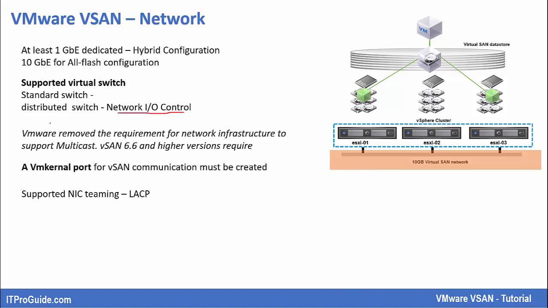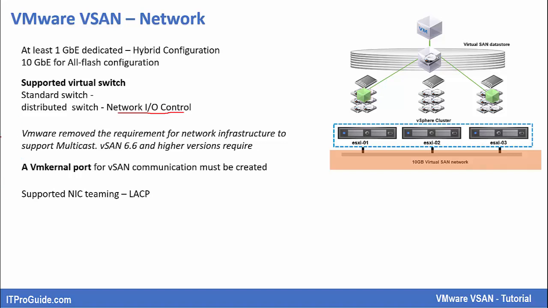For example, you have a 10 gigabit Ethernet card in your ESXi host, and you want to configure this Ethernet card for management, for protection, for vSAN. In this case, using Network I/O Control, you can reserve some share for vSAN, some share for protection, and some share for management. That is the advantage of using a distributed switch.